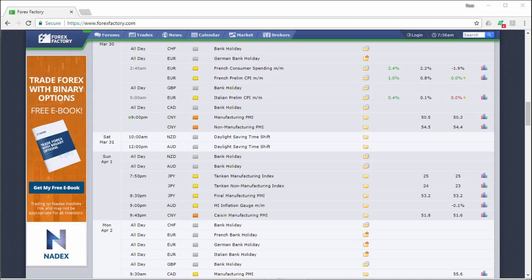You can see starting today, March 30th, we have bank holidays for the franc, the euro, the UK, Canada. You go all the way into Sunday. You see New Zealand, Australia, bank holidays continue, even into Monday for the franc, the euro. We have in the UK many bank holidays for the next few days, Friday through Monday.